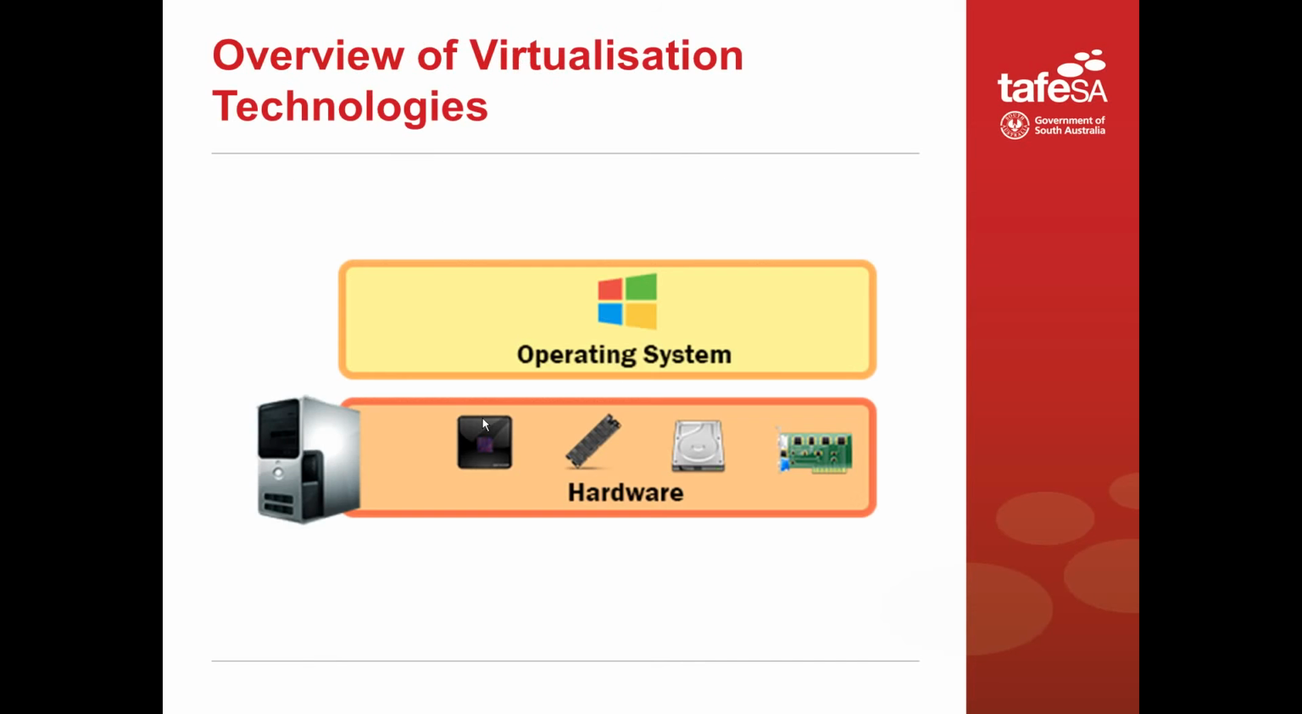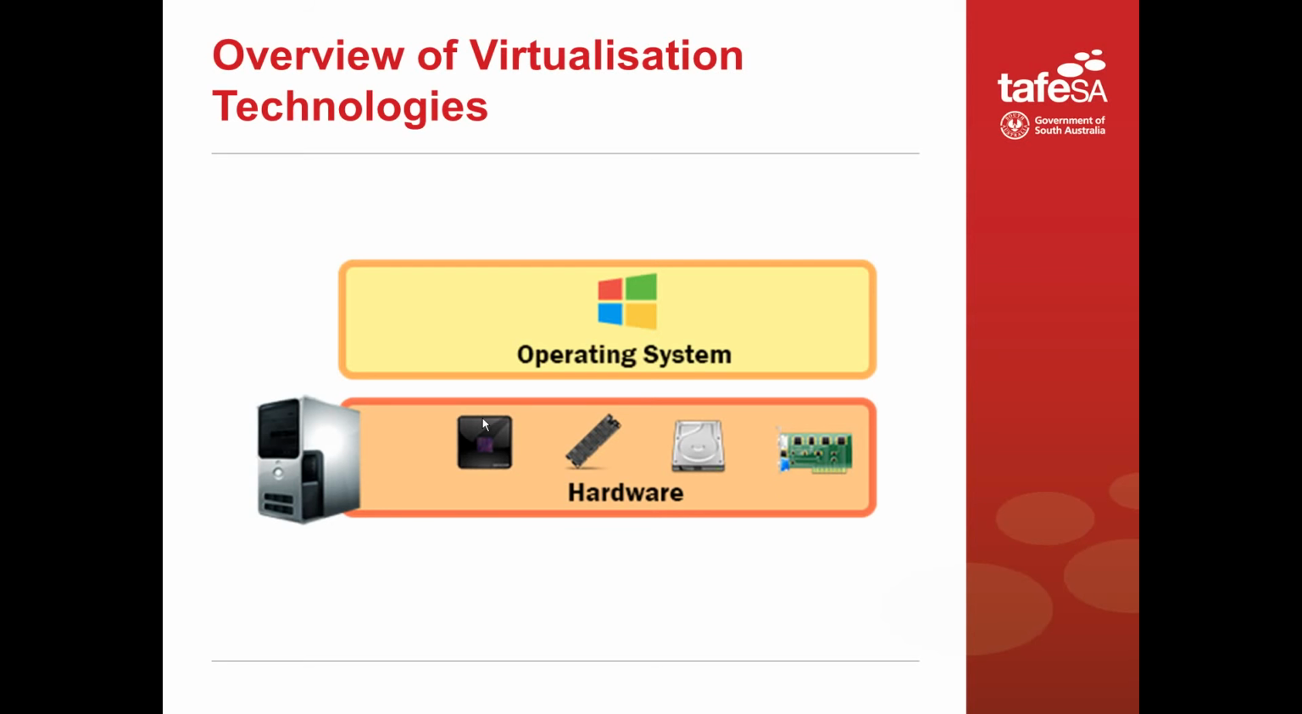So what does virtualization mean? In this simple example, we have a computer system which includes the typical components such as a CPU, RAM, hard disk drive, video cards, and network cards. On this computer system, we install a single operating system, such as Windows, and the operating system communicates directly with the hardware.